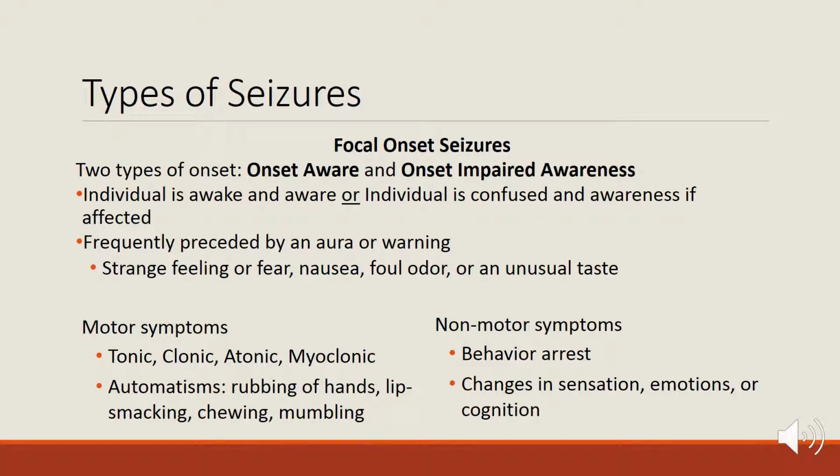These types of seizures have motor symptoms that include tonic, clonic, atonic, and myoclonic. They also have what's called automatisms, which is rubbing of hands, lip smacking, chewing, and mumbling. These are just repeated automatic movements. Non-motor symptoms include behavior arrest and changes in sensation, emotions, or cognition.